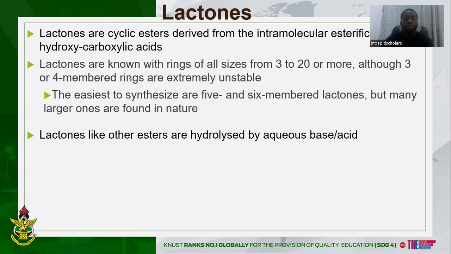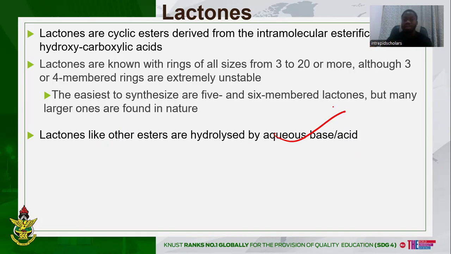Now, we are saying lactones are known with rings of all sizes from 3 to 20 or more, although 3 and 4 membered rings are extremely unstable. The easiest to synthesize are 5 and 6 membered lactones because they are more stable, right? But there are many larger ones found in nature. Lactones, like other esters, are hydrolyzed in aqueous acid and base. Now, this statement is very important. I will use it to explain something.